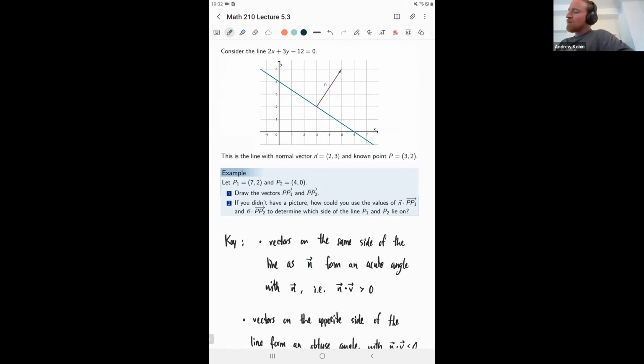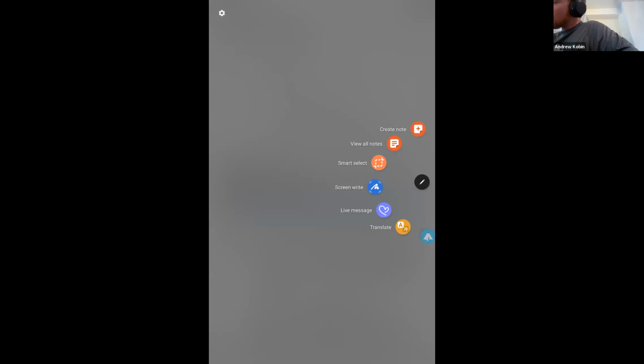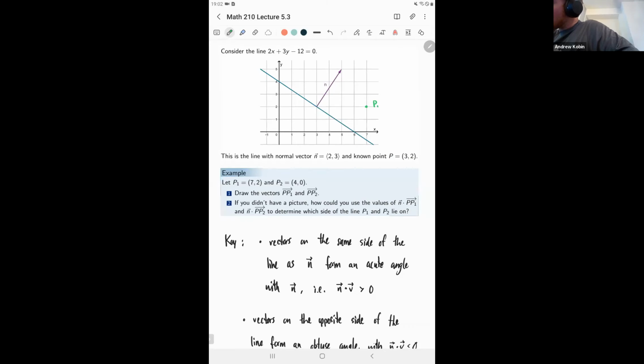And for the moment, let's plot the points P1 and P2 before saying anything else. So 7 comma 2 is right here. Here's P1. And then 4 comma 0, that's the other point we're looking at. That's P2. And part 1 of the example asks us to draw the vectors starting from P and going to each of those points. So P, by the way, 3 comma 2 is right here.